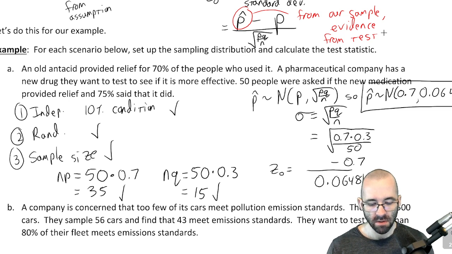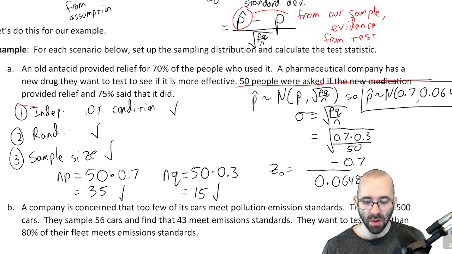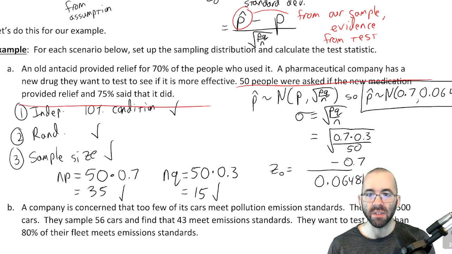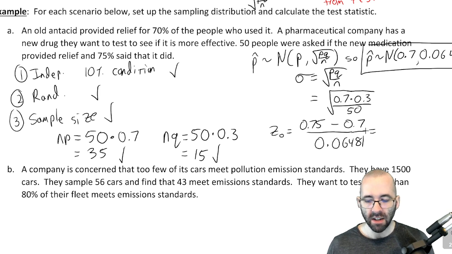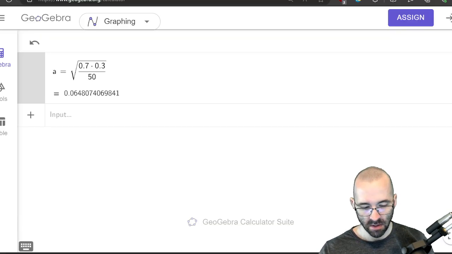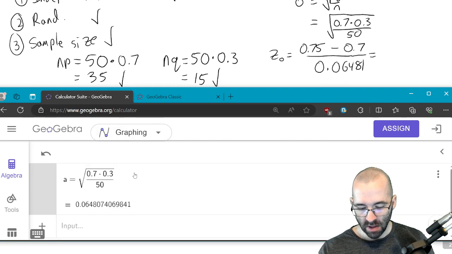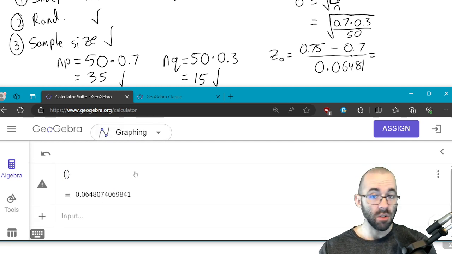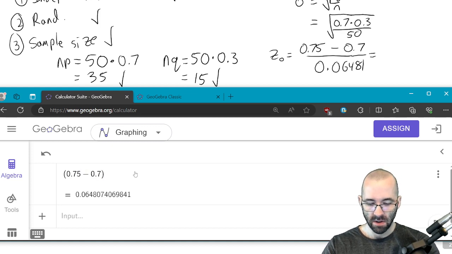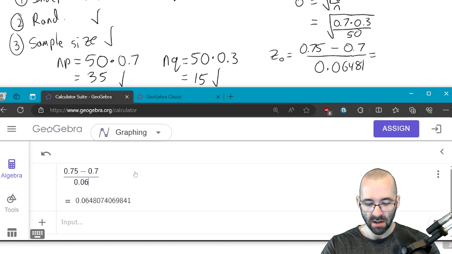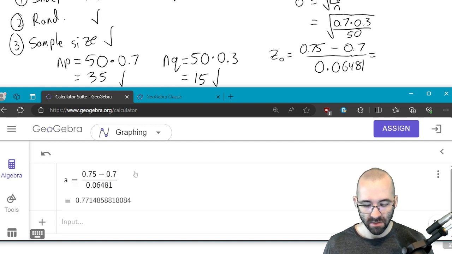Well, looking at this one, what is our evidence? Our evidence were the 50 people on the new medication, where 75% got relief. Our p hat is going to be 75%. That's going to give us our z-score. So for the z-score, make sure to use parentheses here. They are very important. Everything should be divided by our standard deviation. We're going to get 0.7715.